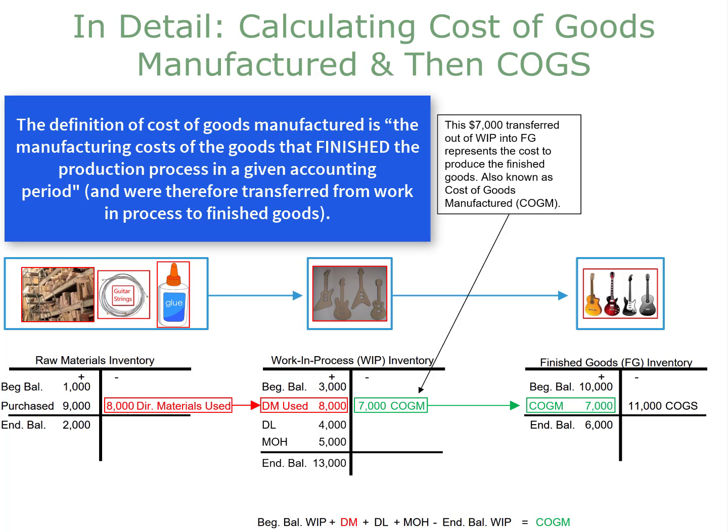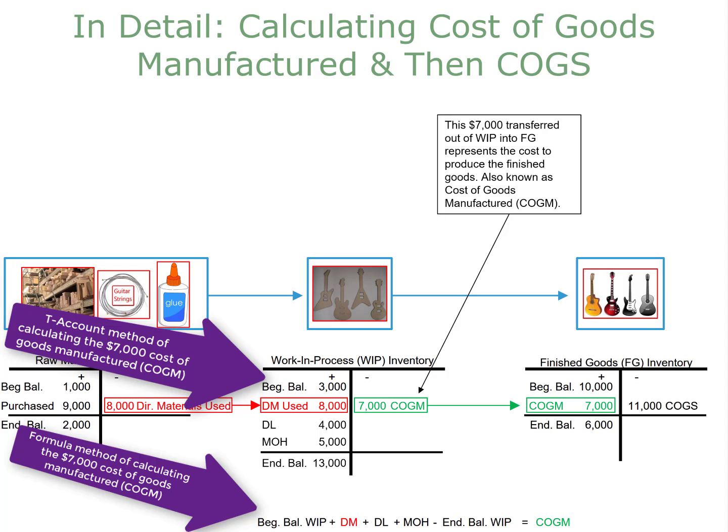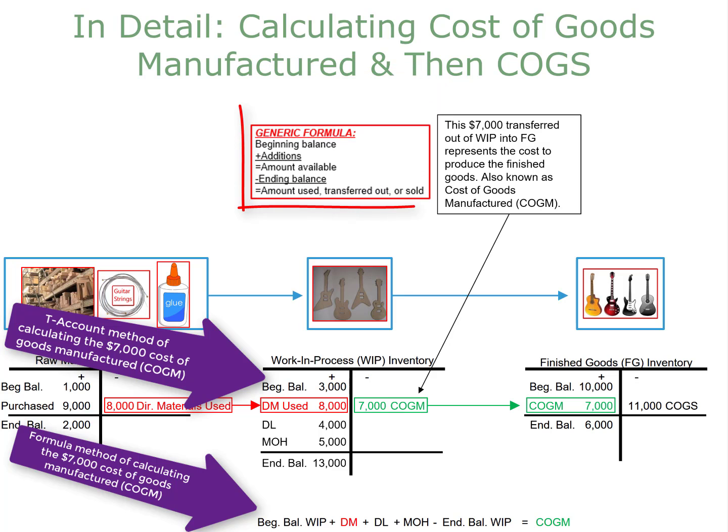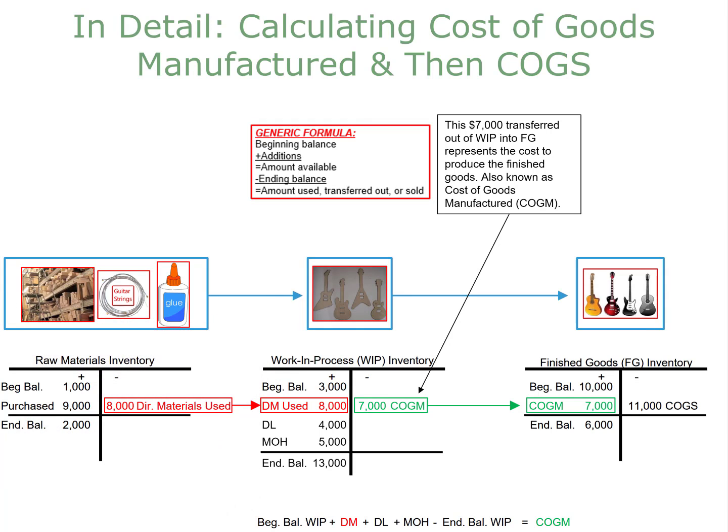So it's important to know how we calculated cost of goods manufactured. We took the beginning balance of the guitars that were partially completed at the beginning of the period, added the product costs for that period, this means direct materials, direct labor, and manufacturing overhead, and then subtracted the ending balance of inventory, meaning the unfinished guitars at the end of the period. So again, we just followed our generic formula of beginning balance plus additions, which in this case is direct materials, direct labor, and manufacturing overhead, and then subtracted our ending balance to arrive at the amount transferred out, which was $7,000.